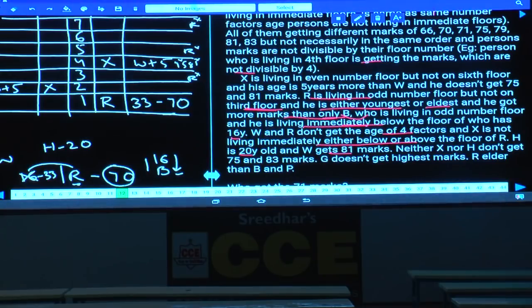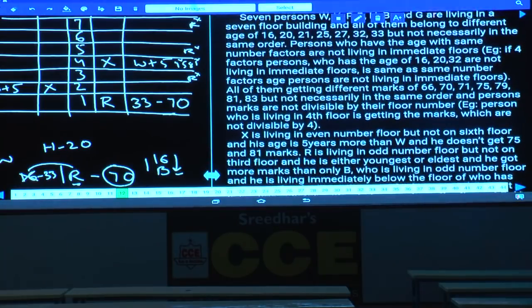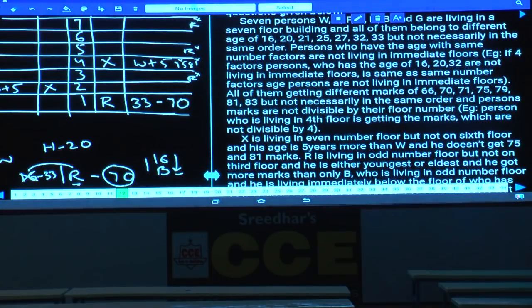Now sir, among the ages, what is the age of this W here? The age of X is 5 years more than W, and W must be an odd number. W is an odd number and X is an even number. The difference between these two is 5, isn't it? Now W plus 5 must be X. W is an odd number. 21 plus 5, 26, is it there? 25 plus 5, 30, is it there? 27 plus 5, 32, is it there? As 27 plus 5 is 32, whose age is 32? X's age is 32, fine.